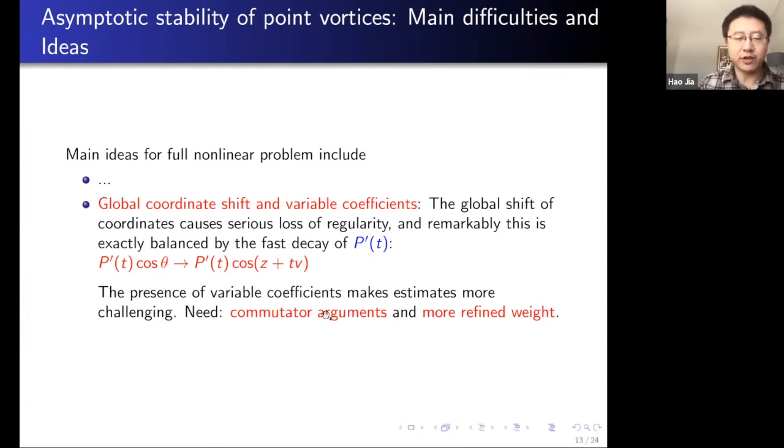And also we have the variable coefficients. In the end, we have to use some commutator estimates and some refined weights. This I will not discuss in detail here.